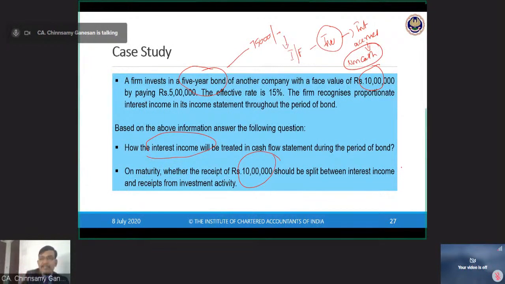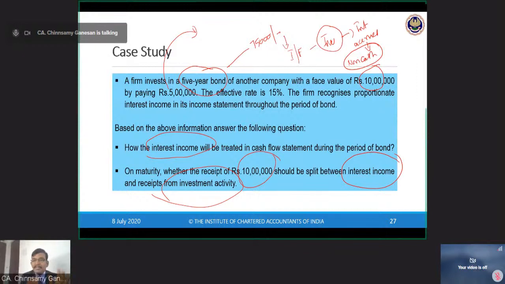So my outflow was 5 lakhs. So the inflow should also be 5 lakhs, but the balance is nothing but accrued interest which I have collected. So that 5 lakhs will also be shown separately, not 10 lakhs as redemption of investment made. I will show redemption of investment 5 lakh and interest income of 5 lakhs on the date of maturity. This is for an accumulated bond.